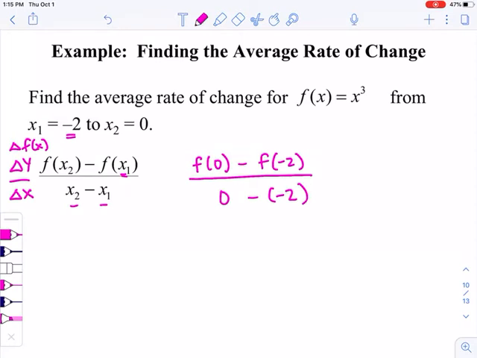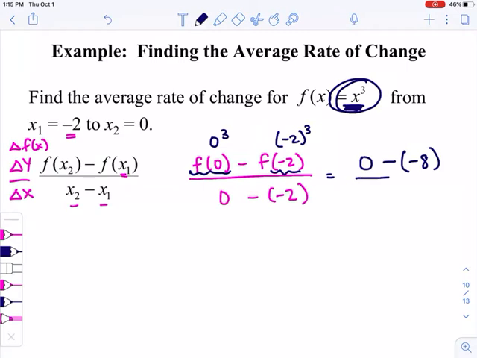So we need to figure out the value of the function at 0. I'm going to go up here and figure out what 0 to the third power is. 0 to the third power gives me 0. I'm going to take away the value of the function at -2. So again, I take x to the third power, so -2 to the third power. -2 times -2 times -2 gives us -8.